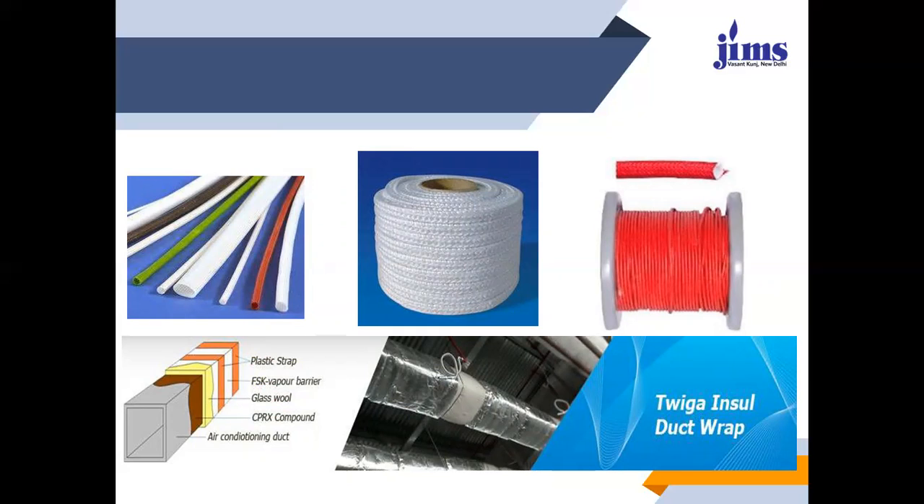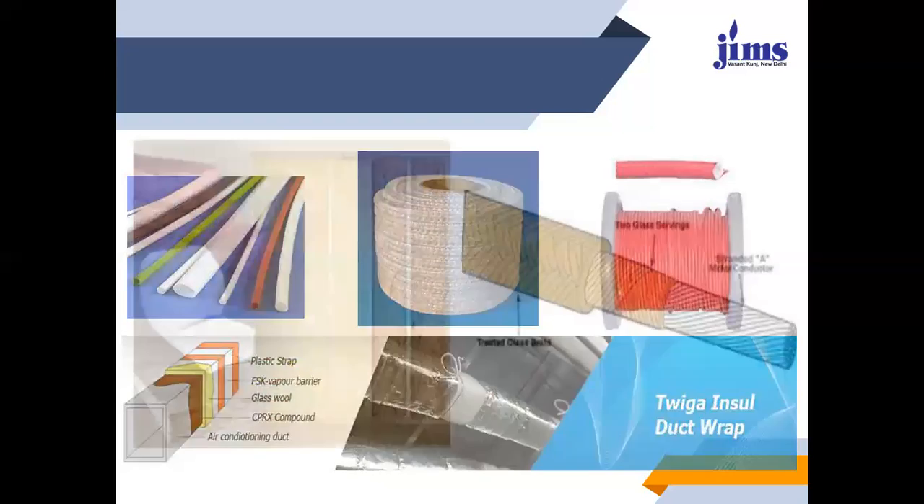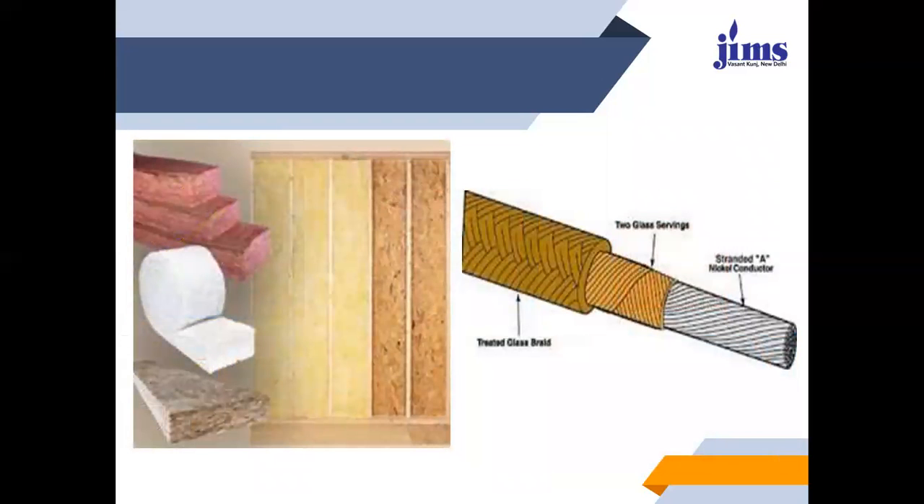There are multiple combinations. For example, an air conditioning duct has a CPRX compound wrapped over it, then glass wool, an FSK vapor barrier, then a plastic strap, and so on. So we use multiple layers of this type of material so that it can be easily wrapped and gives multiple protection to the devices.